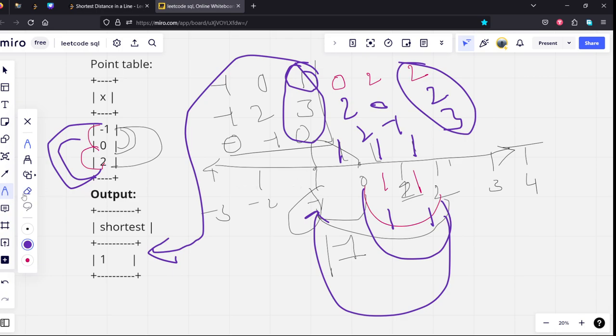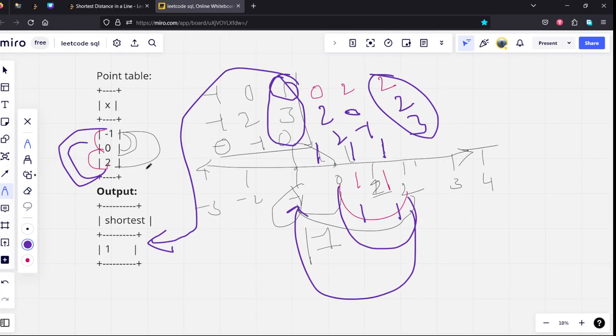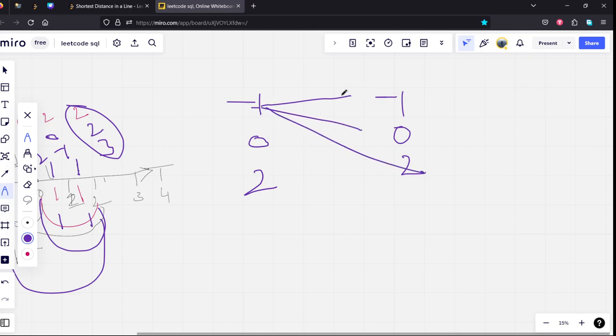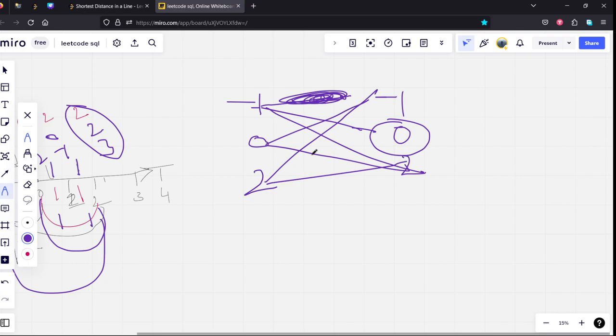So, to write it technically, what we are doing is, with -1, 0, 2, we are making combinations of everything. We should not do it with itself, because the distance becomes 0. We should always compare with the other points, so we need to do a cross join with everything except itself. Similarly, the distance you need to calculate.